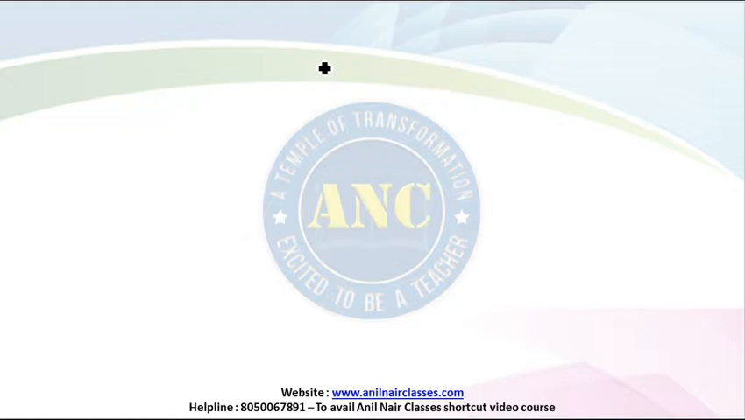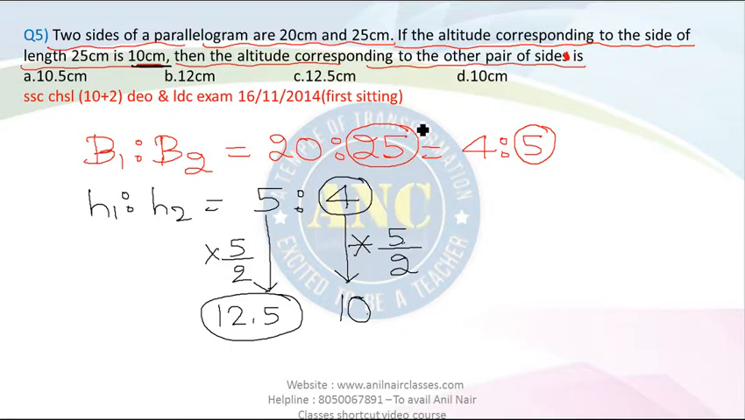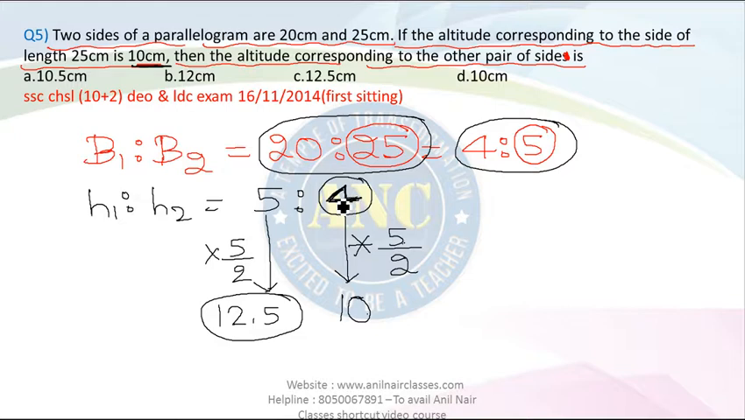That means the base ratio, as given in the question, is 20 is to 25, which is 4 is to 5. The height ratio should become the reverse, 5 is to 4. The question says the height of the second triangle should not be 4, but should be 10. That is what the question is specifying here.